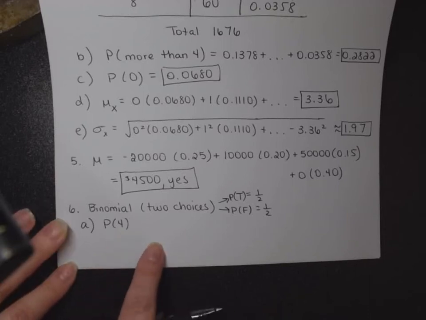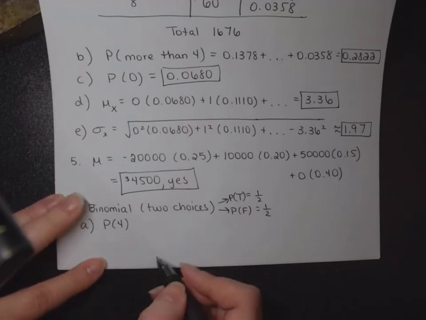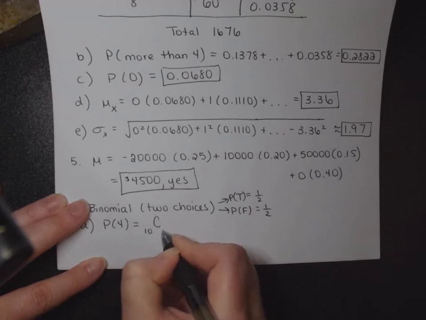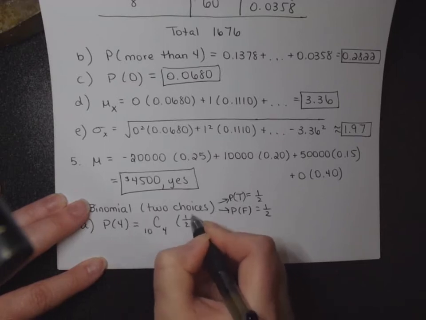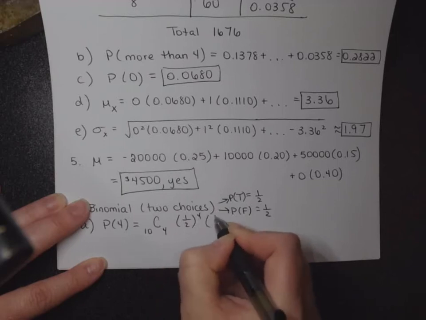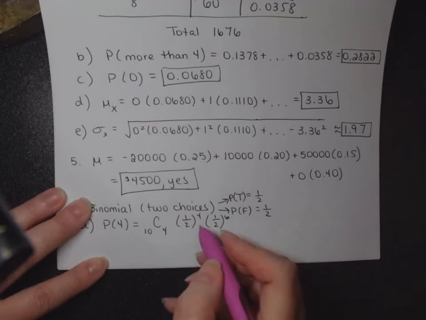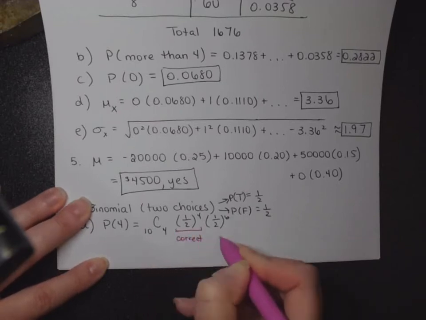So the probability of 4 answers correctly would mean, it's been a while since we did this, out of the 10 questions, we're choosing 4 to get correct, and then we have 4 correct and 6 incorrect. Okay, so I'm going to write this down. So this represents our correct choices.